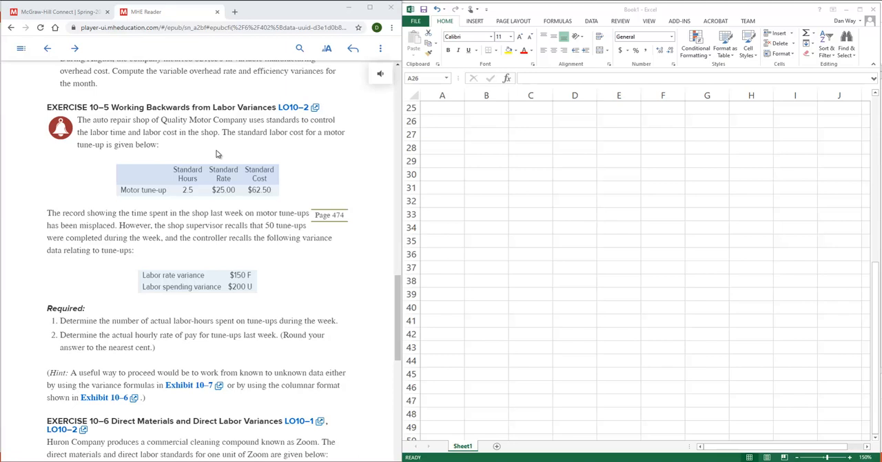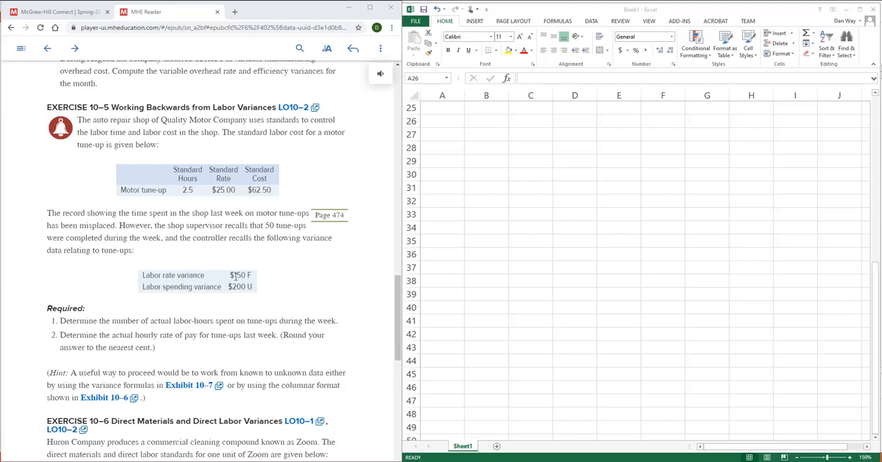So here in 10.5, we're told that the auto repair shop of Quality Motor uses standards to control labor time and labor cost. The standard labor cost for a tune-up is shown here. It should take 2.5 hours at a rate of $25 per hour for a total standard cost of $62.50. The record showing the time spent in the shop last week on tune-ups has been lost, but the shop supervisor recalls that 50 tune-ups were completed during the week. The controller also recalls somehow from his or her records the following variance data was found for tune-ups.